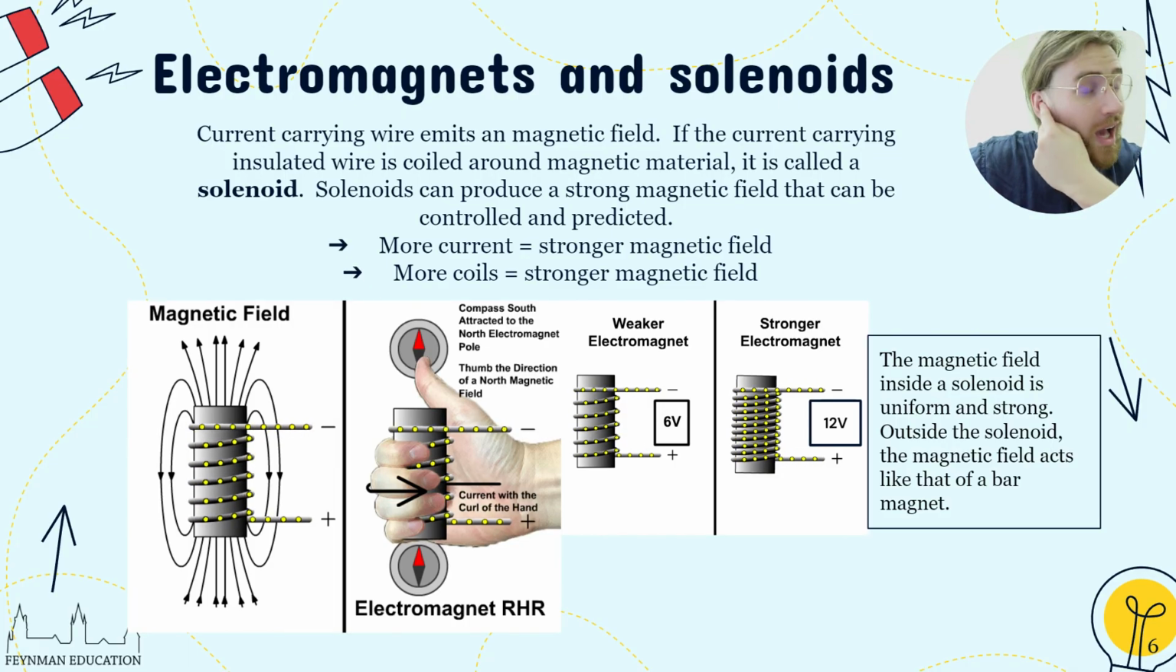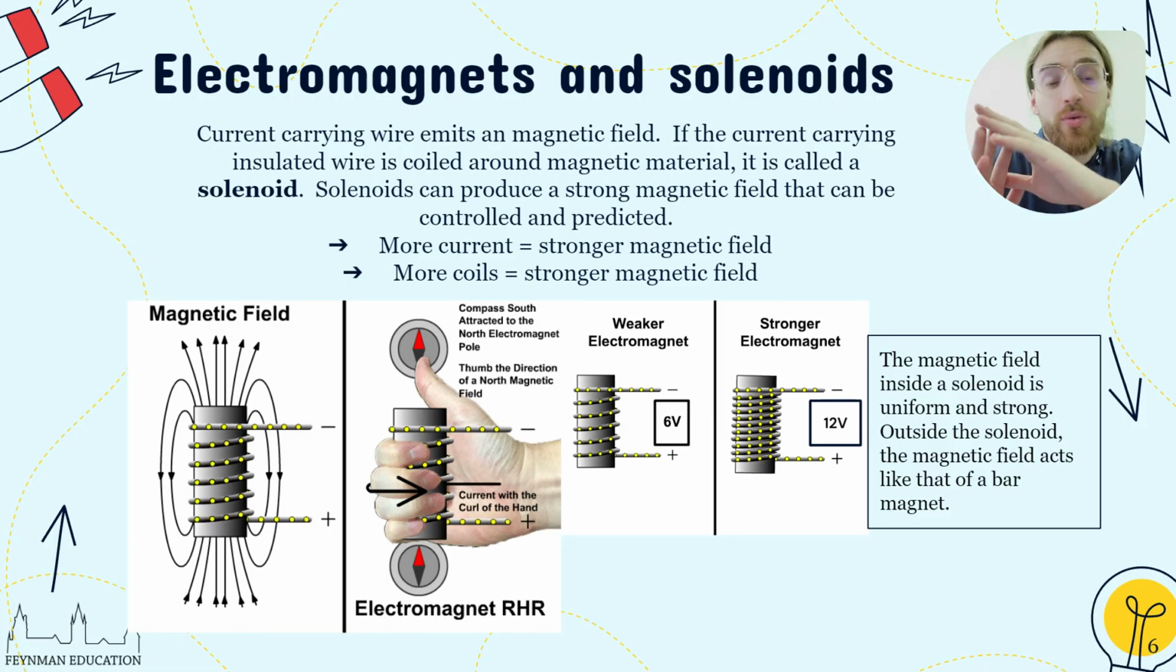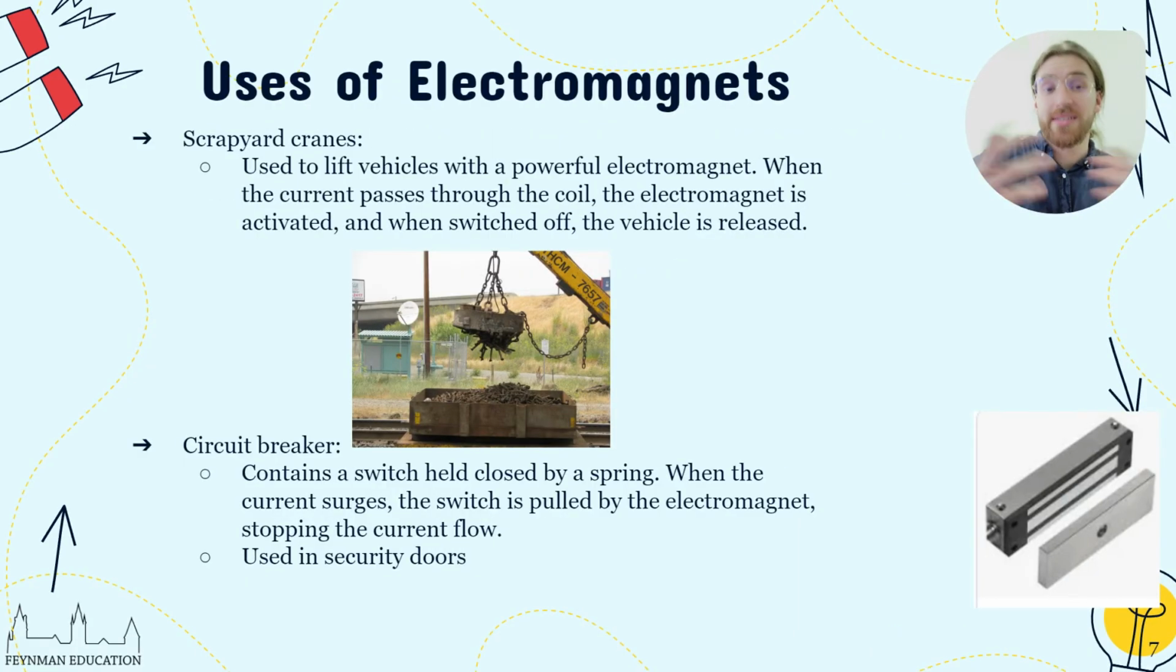And how would we change the magnetism of a solenoid? We would either increase the current, so make more electricity go through it, or we can increase the number of turns around our central core. That would also increase the magnetic field generated. So these electromagnets again are induced magnets, which means that they can be turned on and off at a whim.